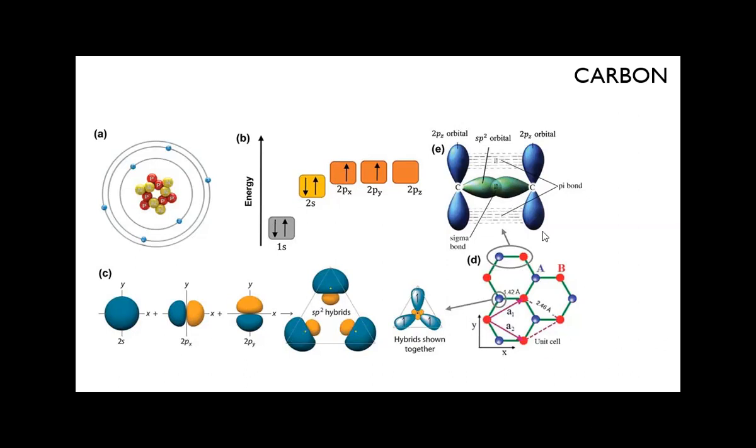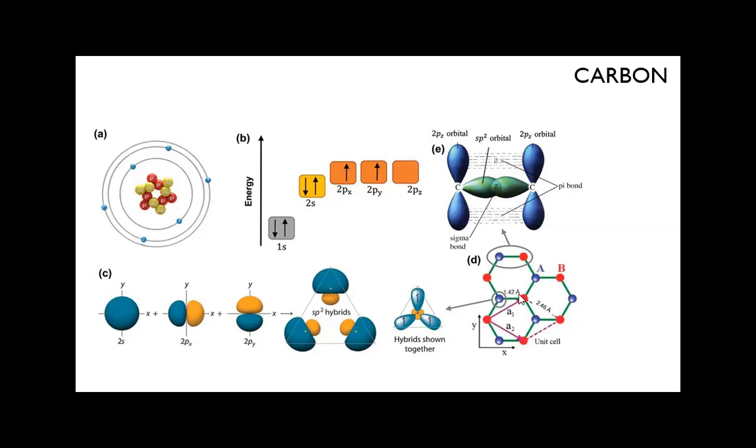So this is the graphite structure. And these bonds right here look like this, where you have this hybridized version of the XY plane with the PX, PY, and the S orbitals. And then you have the pz orbitals that are by themselves pointing out of this plane down here.